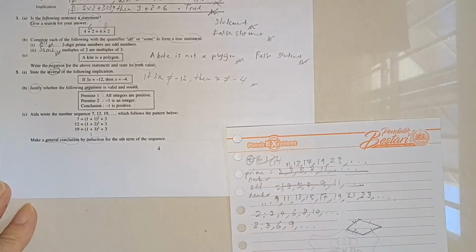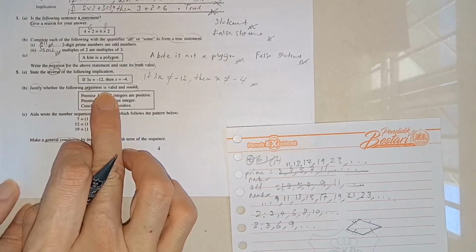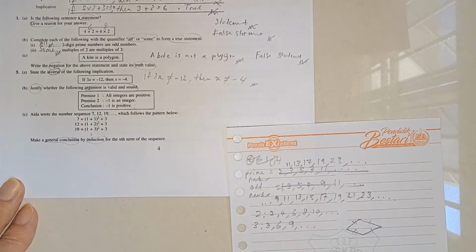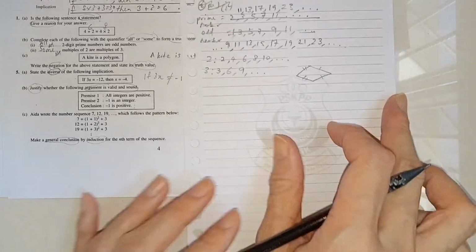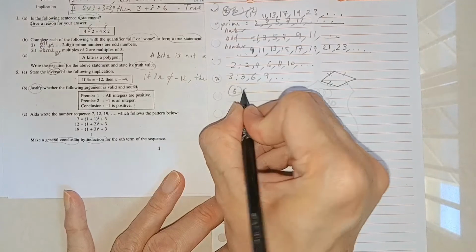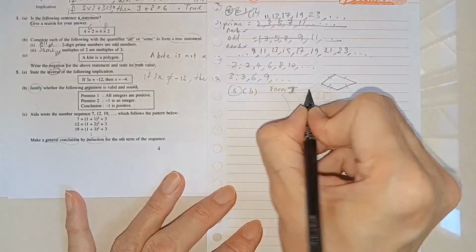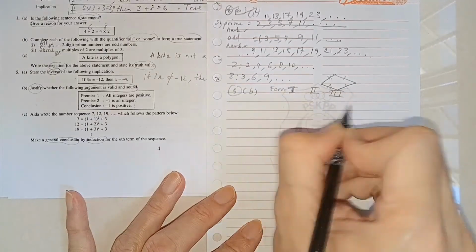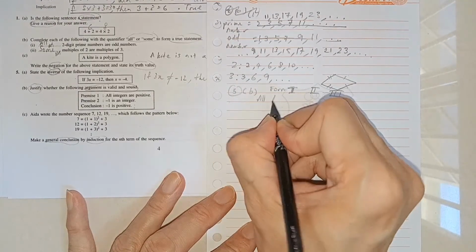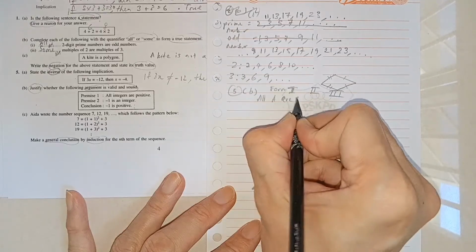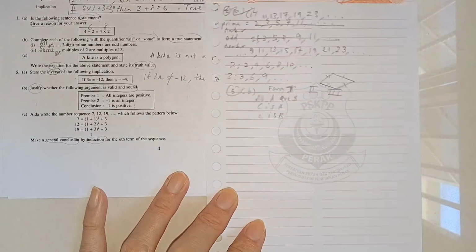Now we look here. B asks you to justify whether the following argument is valid and sound. You must remember there are 3 forms. For number 5B, they are form 1, 2 and 3. The first one is: all A are B, C is A, therefore C is B. This one you must know.